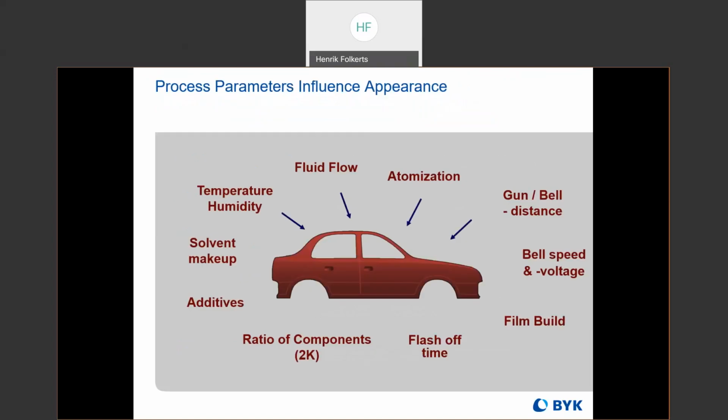So there are plenty of process parameters to watch out for that could influence the final appearance of the surface. Things like the distance of the sprayer from the surface, the voltage, the film build, the flash-off time. You can add additives to improve some of this. So there's a lot that goes into making a smooth, clean, good-looking surface.